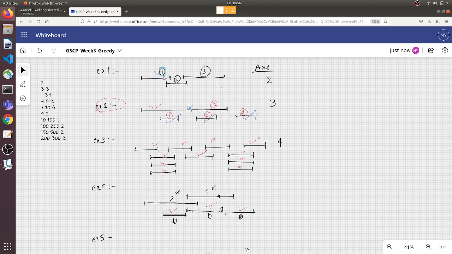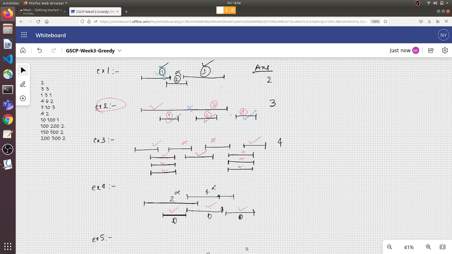Once we have sorted them, after that we will pick the first interval, and we'll discard the intervals which are overlapping with it. So we pick the first one, we discard this, and 3 is not overlapping, so we do not discard it, and next we pick 3. So the answer is 2. For the second example, when we sort them, we get this order.